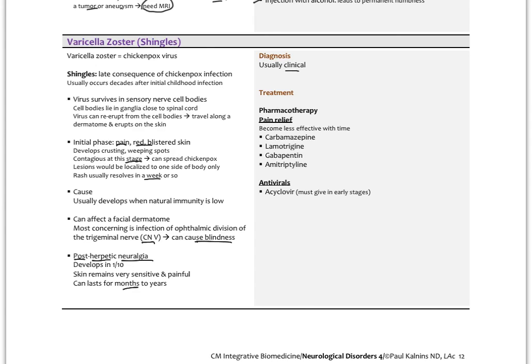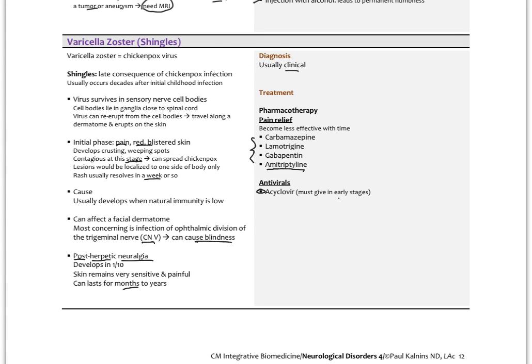The treatment is going to be pain relief typically, and that's again through anti-seizure meds or amitriptyline, which is a tricyclic antidepressant. You will find that's used for neuralgic pains, and we'll talk about that one in the psych med section. And then antivirals like acyclovir if we suspect the herpes, this is a herpes virus.